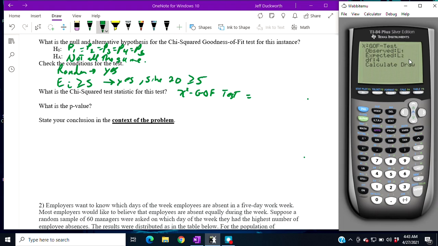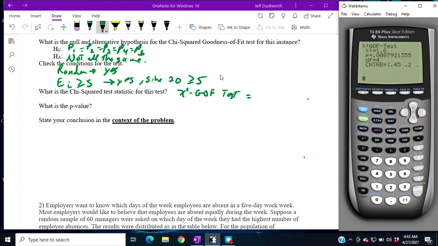Observed is L1, expected L2, degrees of freedom. This is something you may have to edit here. It came up correct for me. DF is 4, which is 5 minus 1. There's 5 different options, Monday through Friday. So we're just going to go down to calculate.